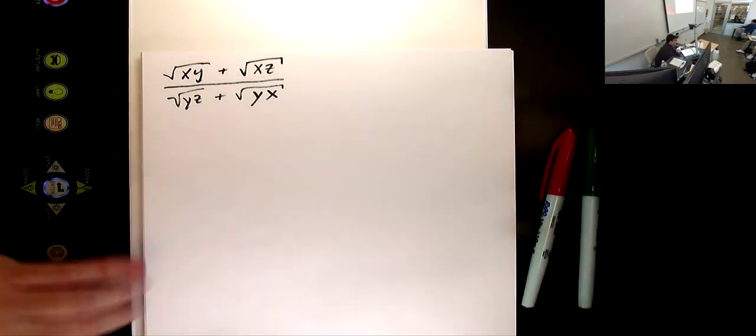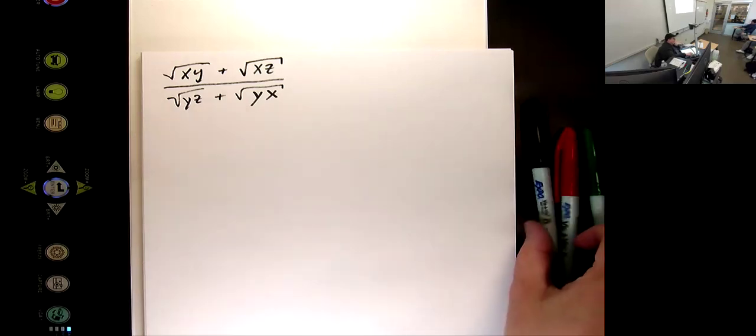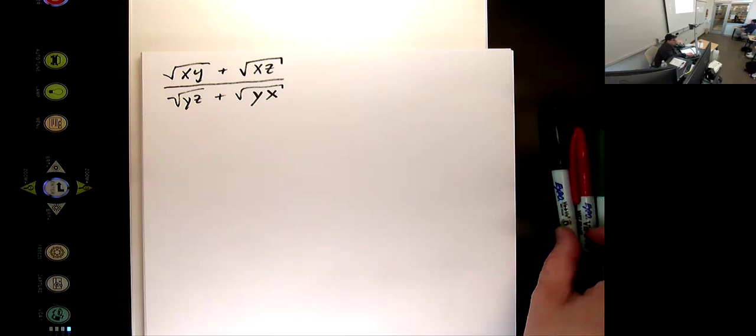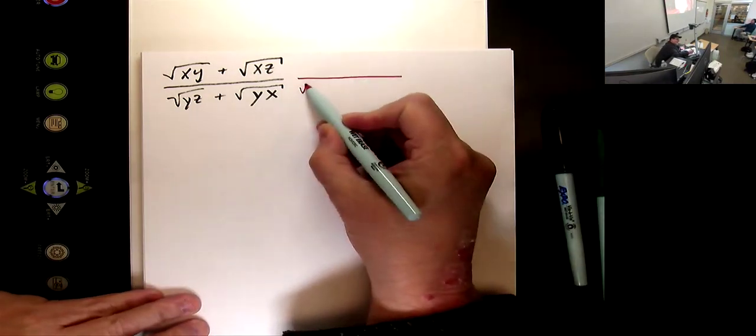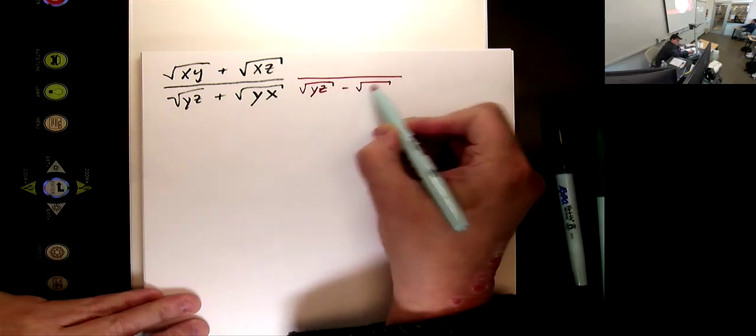Alright, got it. Yeah, Lauren's face crunching up like I fed her something foul. Step 1, you would multiply by square root of YZ minus square root of YX on both top and bottom, right? Yes. Okay. So whatever that sign is, you just flip it. Correct. Okay.